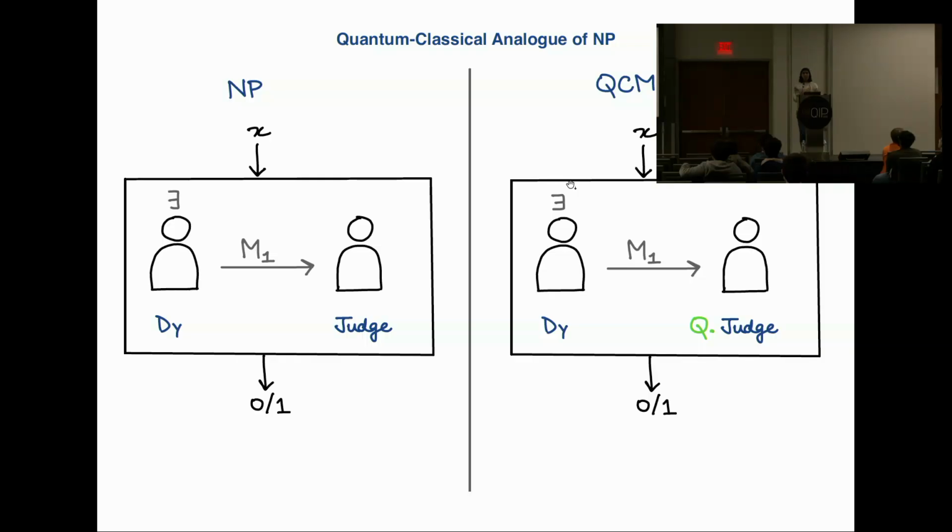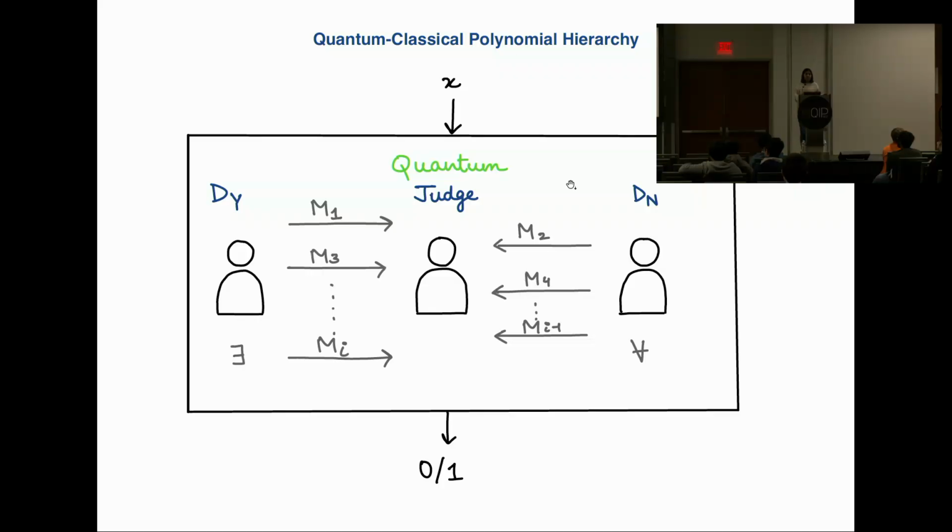So this forms the first level of quantum classical PH, and the setup is just that we have an efficient quantum judge and a debater dy who is trying to convince the judge to say yes by sending classical messages. Now, similar to how we define the ith level of PH, we can define the ith level of the quantum classical polynomial hierarchy by considering an i-round debate between two debaters dy and dn. So we have an efficient quantum judge and two debaters dy and dn who engage in an i-round debate, at the end of which this quantum judge makes some decision.